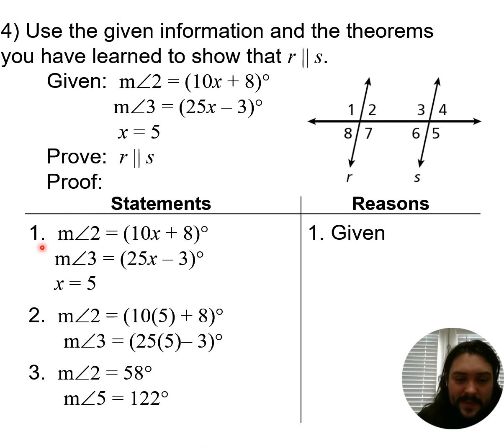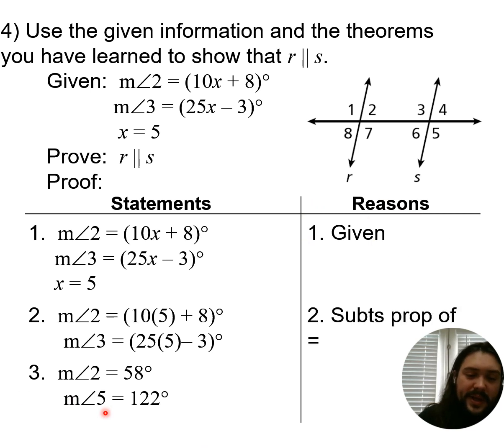We've got the measure of angle 2 is 10x plus 8. Measure of angle 3 is 25x minus 3. X is 5, though. So the first thing is given. We can use the substitution property of equality to plug 5 into both of those and find out what that angle is. So 10 times 5 is 50, plus 8 is 58, so the measure of angle 2 is 58. For the measure of angle 3, we have 25 times 5 is 125, minus 3, 122. So 58 and 122 for those two angles. That's just simplifying.